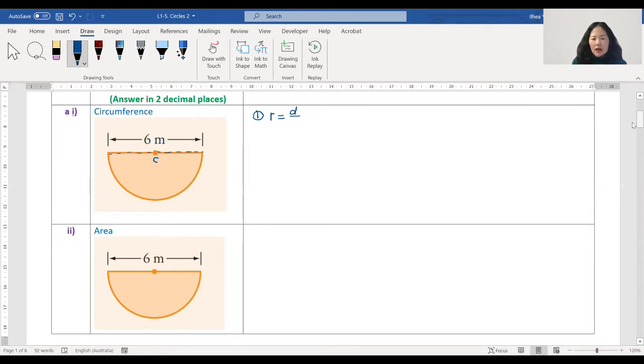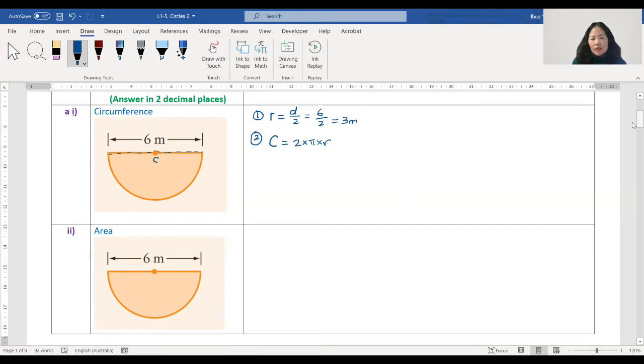So, what is the radius? Radius is half of the diameter. So the diameter is 6 divided by 2. Half of 6 is 3. So my radius is 3 meters. Now, second step, I need to pick my formula. Circumference is 2 times pi times r, but that's going to give me the full circle round.